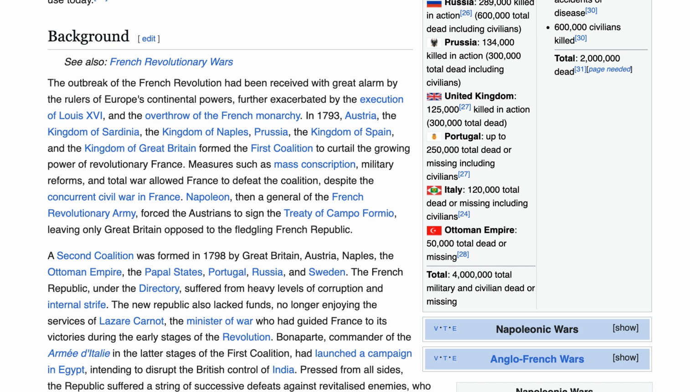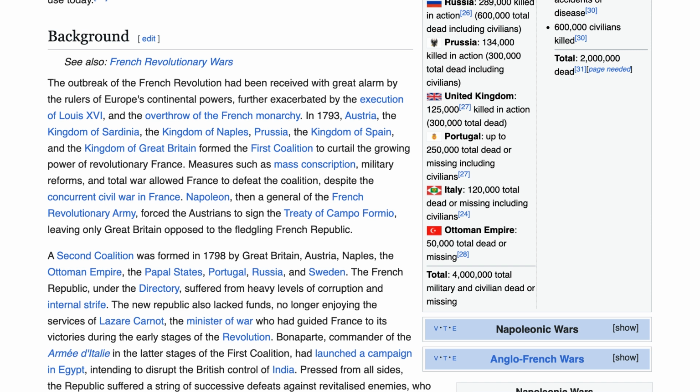Background: the outbreak of the French Revolution had been received with great alarm by the rulers of Europe's continental powers, further exacerbated by the execution of Louis XVI and the overthrow of the French monarchy. In 1793, Austria, the Kingdom of Sardinia, the Kingdom of Naples, Prussia, the Kingdom of Spain, and the Kingdom of Great Britain formed the first coalition to curtail the growing power of revolutionary France. Measures such as mass conscription, military reforms, and total war allowed France to defeat the coalition, despite the concurrent civil war in France.